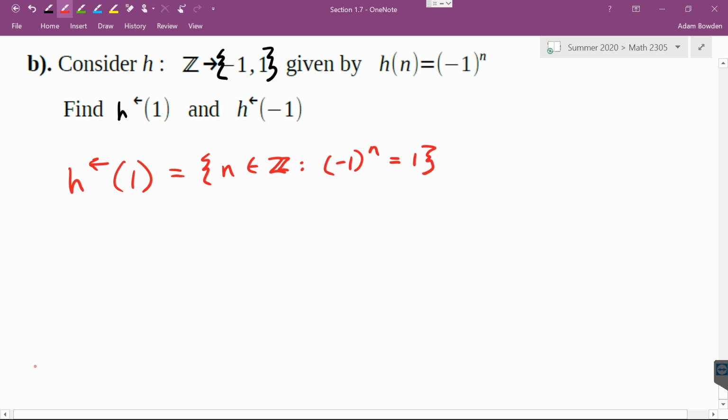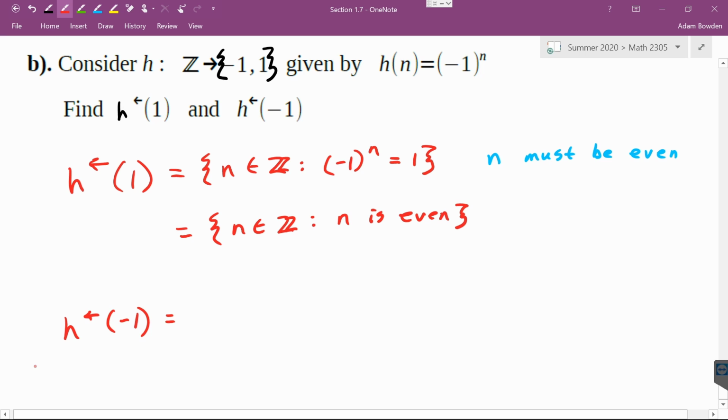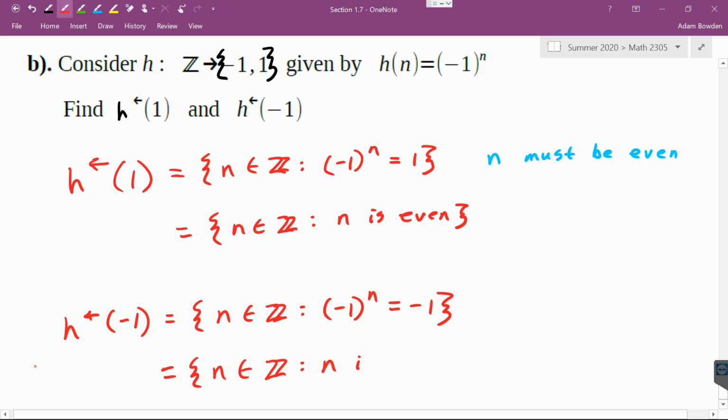So what kind of numbers would we have to raise -1 to get to +1? Indeed, n must be an even number in order for it to turn to a +1. So this set is equivalent to the set of all integers n such that n is even. Similarly, if we wanted to look at the inverse image of -1, then that's all n in the integers such that (-1) to the n is equal to -1, which means we must be looking at odd exponents for n. So this is equal to the set of all n in the integers such that n is odd.